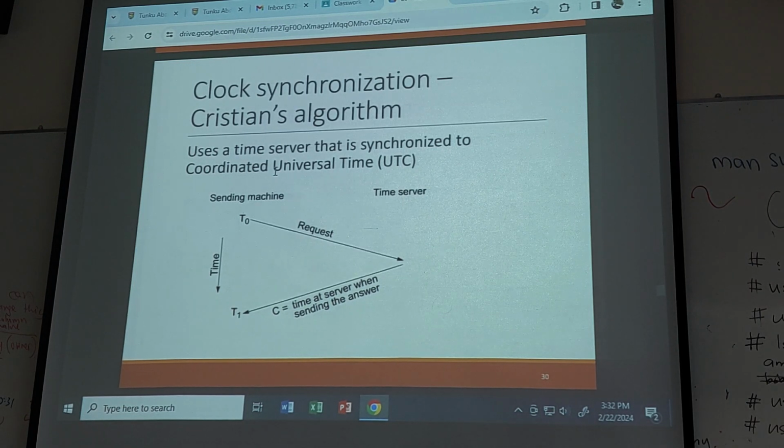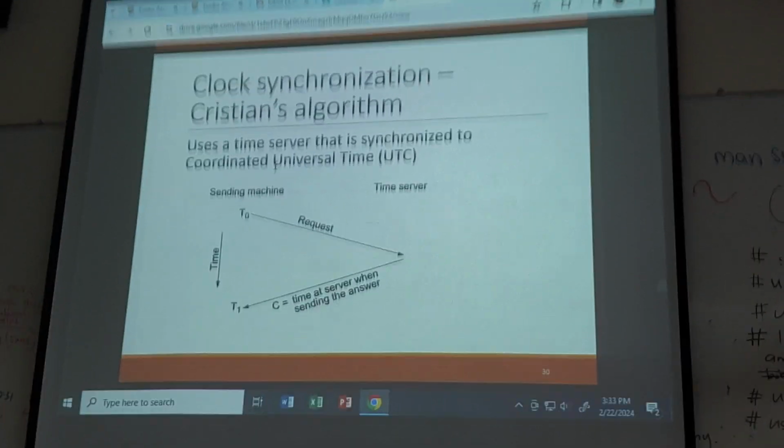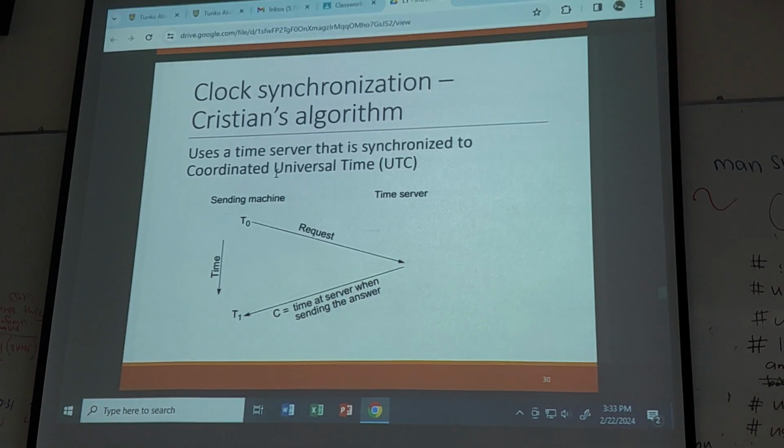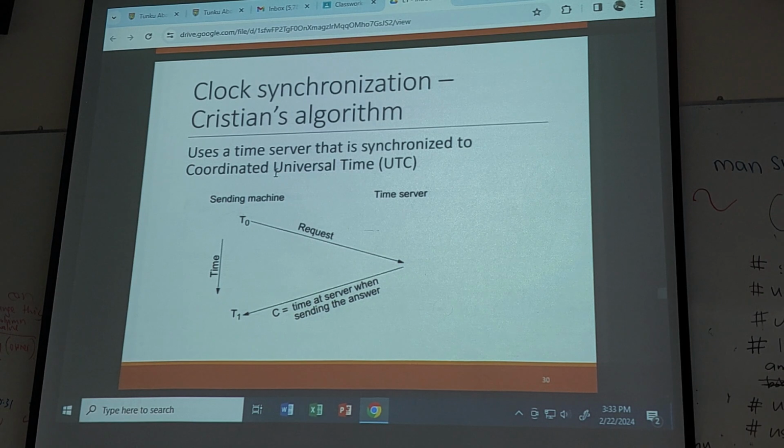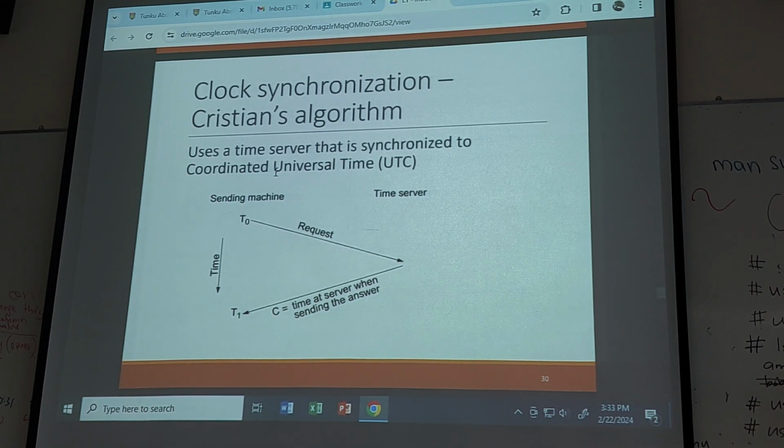So let's say the sending machine is one machine, then this is the machine, and this is the server. It wants to synchronize with this. So this is the sender, this is the time server. It wants to synchronize to this time server. How does it synchronize? Maybe we can think of it like this: I ask you the current time, and when you reply that time, then I use that time. But you must remember this.